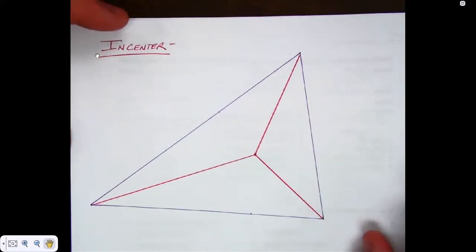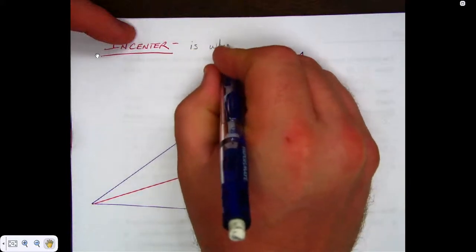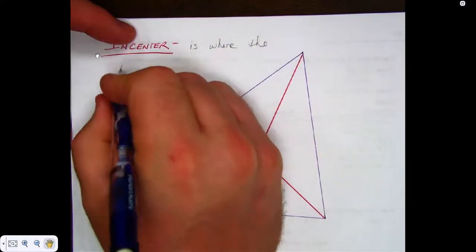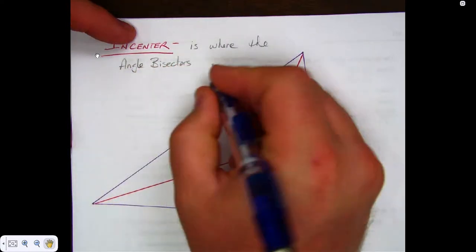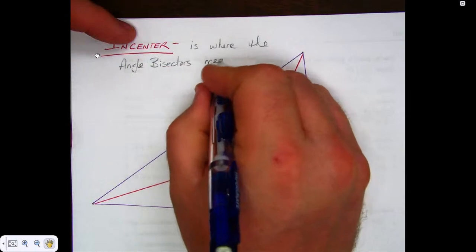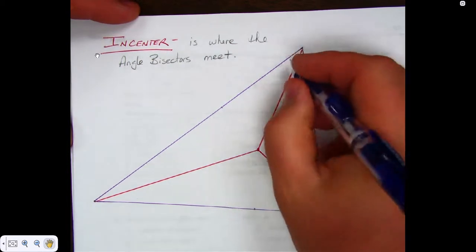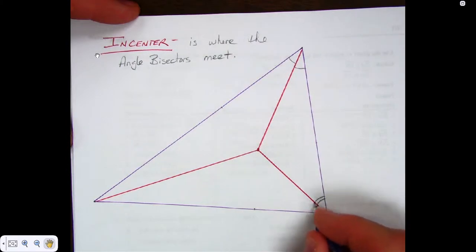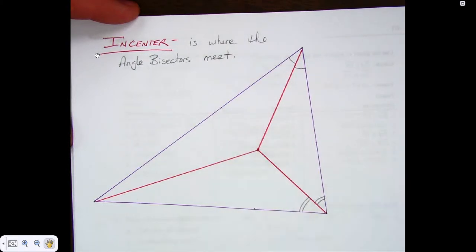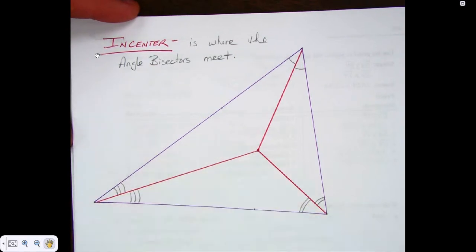Okay? The incenter is where the angle bisectors meet. So what am I saying here? I'm saying that each of these red lines I drew are what? Angle bisectors. So I'm saying this is congruent to what? That. This is congruent to that. This is congruent to that. Would you guys agree?